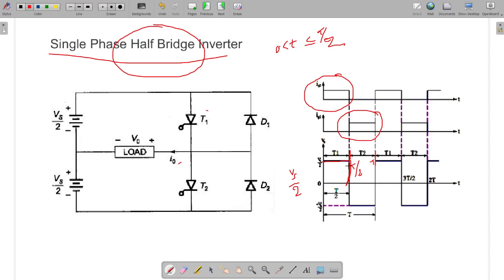During the t by 2 to t period, only thyristor 2 triggers. Because of this source voltage, this thyristor conducts, so that we are getting Vs by 2 at the output because of the conduction of thyristor 2. So from the output waveform, the load voltage is an alternating voltage waveform of Vs by 2, and the frequency is 1 upon T.